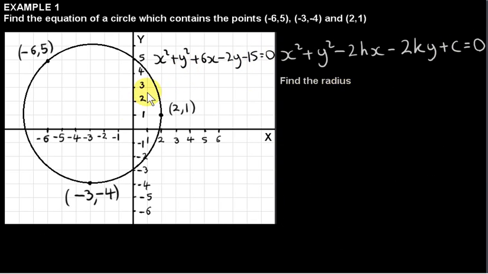Suppose that we want to find the radius of this circle. Well, we can use the formula r equals the square root of h squared + k squared - c. I'll just plot the center.